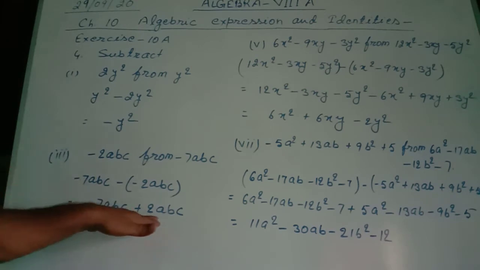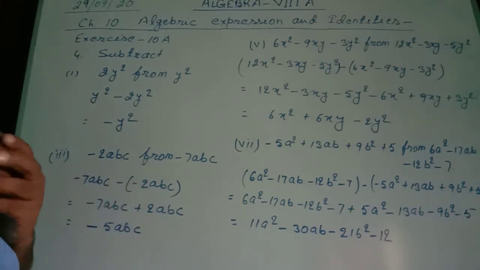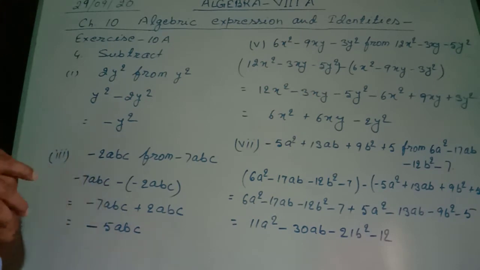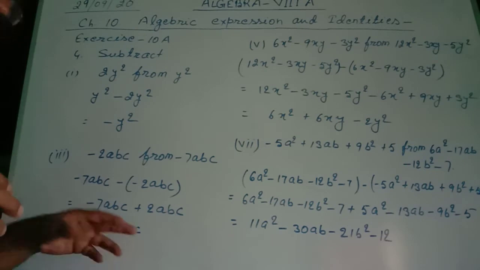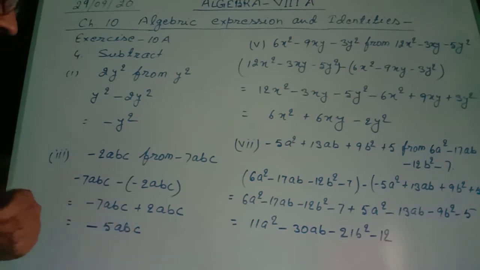We will subtract smaller from greater. 2abc is smaller and 7abc is greater, so I subtracted 2abc from 7abc. I got 5abc and I wrote here 5abc. Now about the sign.